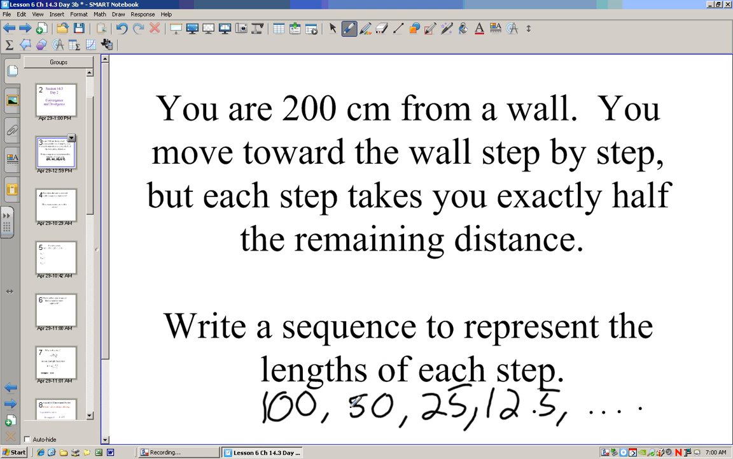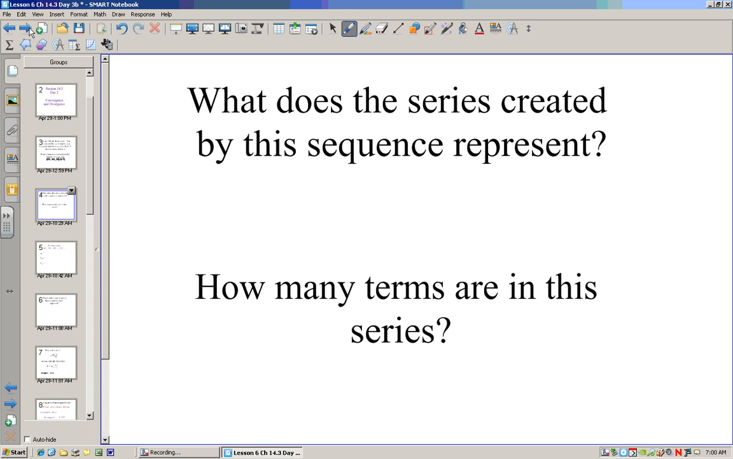Notice how, since it says sequence, I have a comma in between each number, whereas if it says write the series, I would put an addition sign between each number. What does the series created by this sequence represent? So the series, if I have 100 plus 50, that means I've traveled, if this is the start and this is the end, 150 centimeters.